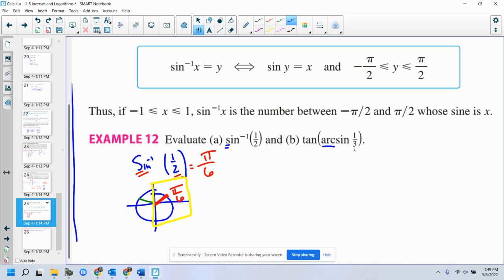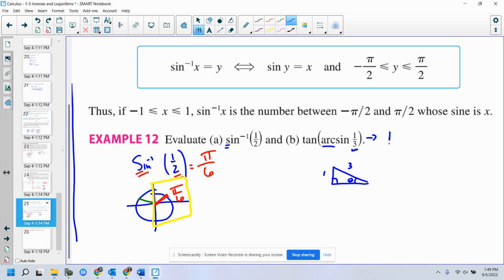Now, this one's a little bit interesting because, think about 1/3. I don't know about you guys, but I've never seen a 1/3 on my unit circle. So what the heck is going on there? Well, think about it this way. Arc sine of 1/3 basically says if you've got an angle theta, the angle is equivalent to having the sine of 1/3, opposite 1 over hypotenuse 3.